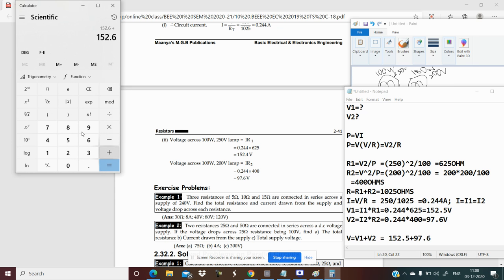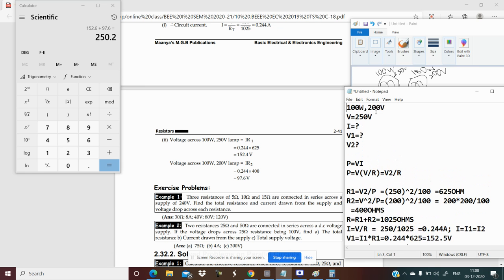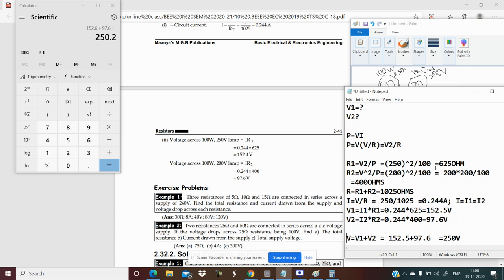152.6 plus 97.6 is equal to 250. It is approximately 250. The supply voltage is 250, right? So the voltage drops must be equal to the supply voltage. So the voltage has tallied, and the values we have got are correct. This is only for analysis, a cross check at your end. So this is how you have to calculate the problem.